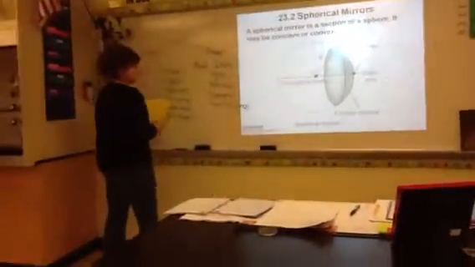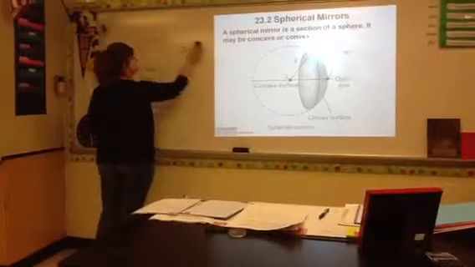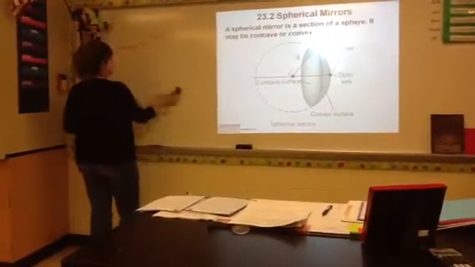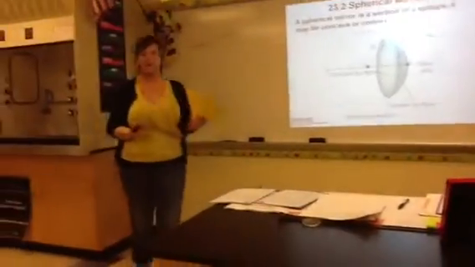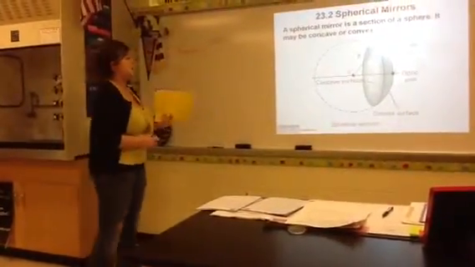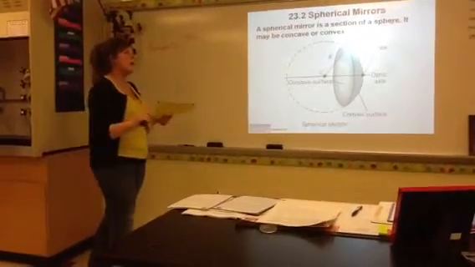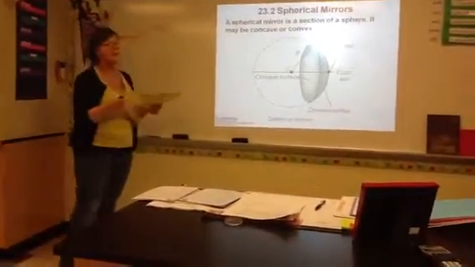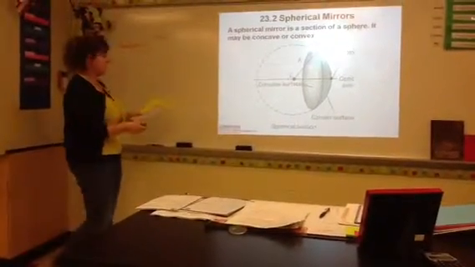Okay, so again, we're going to start talking about these different parts of our spherical mirror, so that we can start doing something called ray diagramming. We did that last year. For ray diagrams, remember we're going to draw those 3 different lines, and they have to go through certain places on the mirror. Now, specifically, let's look at this mirror.